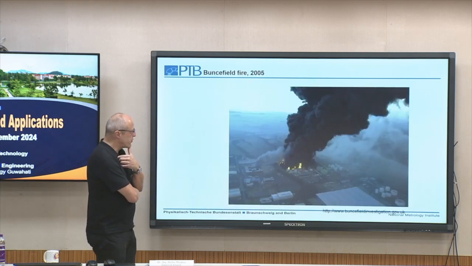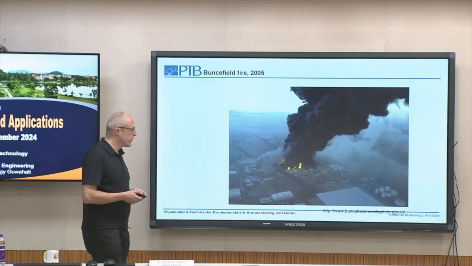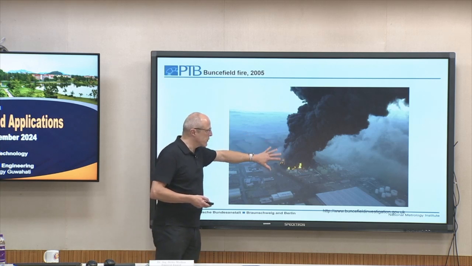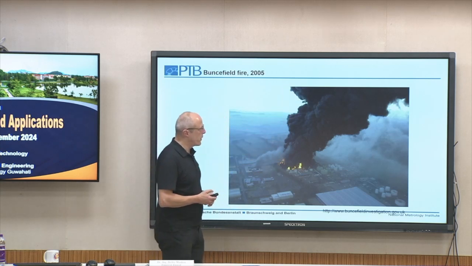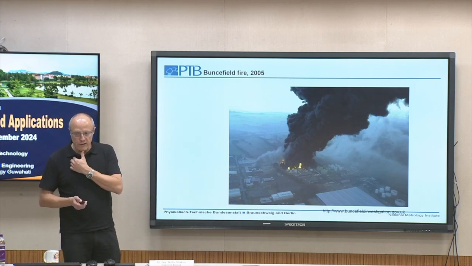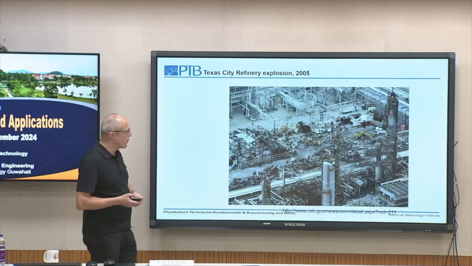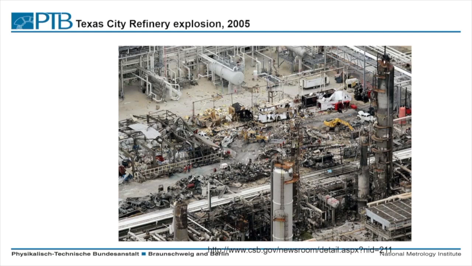Another example here, this Buncefield fire. This was in a tank depot, storage of combustibles, mainly for Heathrow Airport, and so here a big accident has occurred, and you see this smoke plume. There was fear that this reached the London area and so on. So they have had several measures to avoid any consequences here, but nevertheless we talk about billions of euro too.